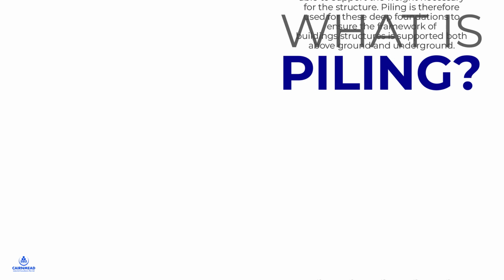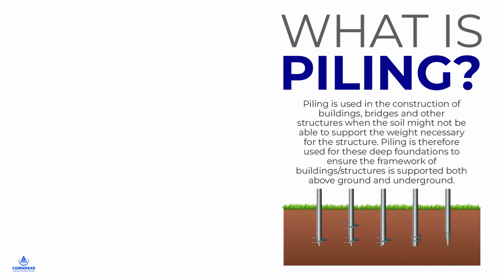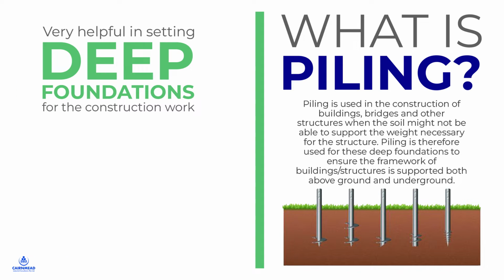What is piling? Piling is used in the construction of buildings, bridges, and other structures where the soil might not be able to support the weight necessary for the structure. Piling is therefore used for these deep foundations to ensure the framework of the buildings or structures is supported both above ground and underground. Very helpful in setting deep foundations in the construction work.